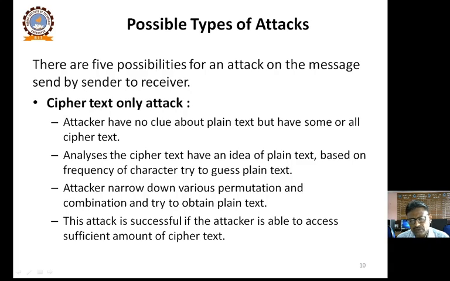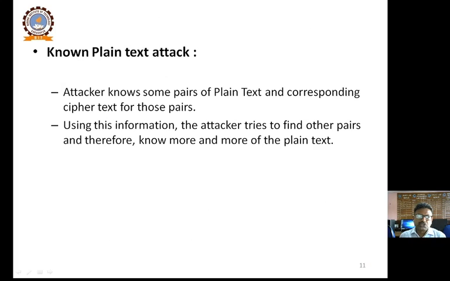Now, this kind of attack is successful if the attacker is able to access a sufficient amount of ciphertext. If it has sufficient ciphertext, it will be able to know the frequency of the different characters received in the ciphertext, and based on that, it tries to guess what the plaintext can be. The second type of attack is known as the known plaintext attack.